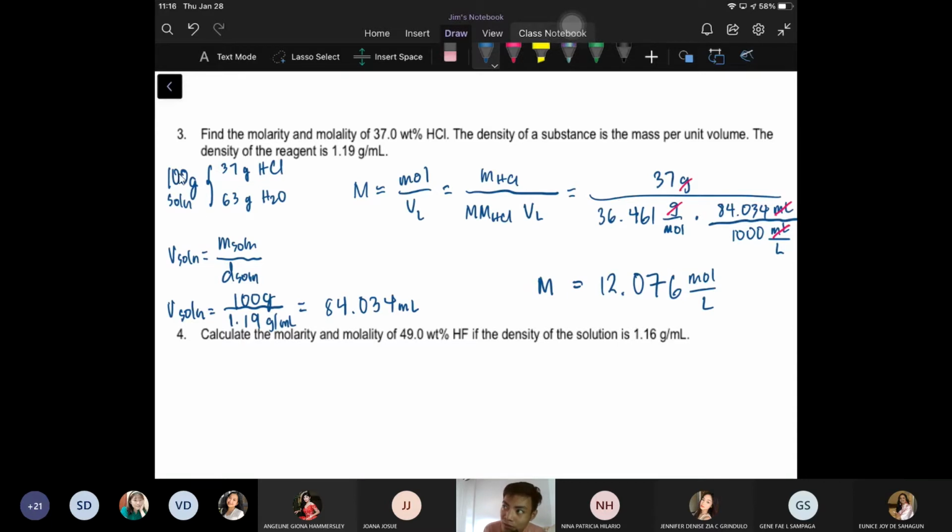Then from the mass of the solution, you get the volume of the solution. Okay? This is the volume of the solution in ml using density formula. And then you will plug in all those information in the molarity equation. So you will end up with the final answer, 12.076 mole per liter. Okay, so yun lang.